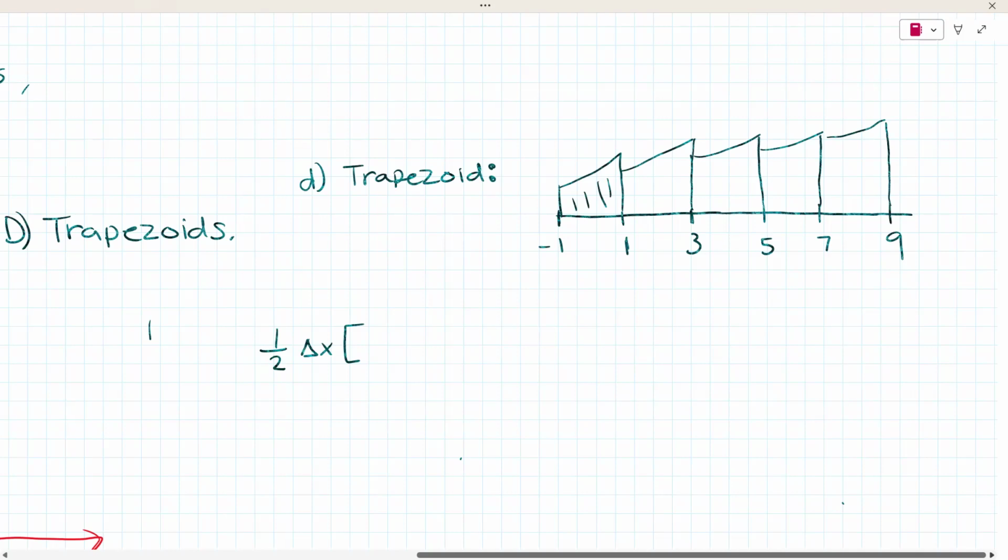So the thing is, our delta x is still a constant of 2, so you can take out the 2. So it's going to be 1/2 delta x, which is 2, times f of -1. So we got to find this height right here, and then this height. Here, let me use a different color.